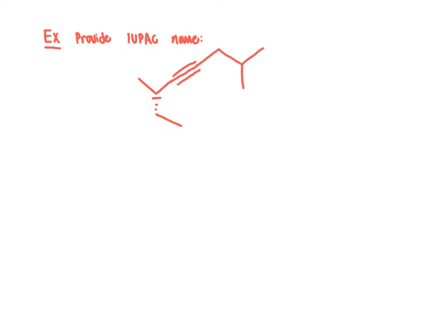So now let's do an example problem to illustrate these concepts that we've just talked about. We're going to provide an IUPAC name for the compound shown here. To test your knowledge, go ahead and hit pause, make sure that you can name this on your own, and get the same answer that I do.